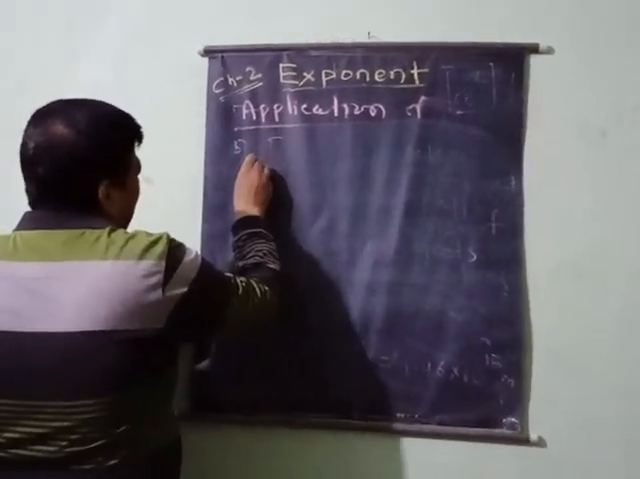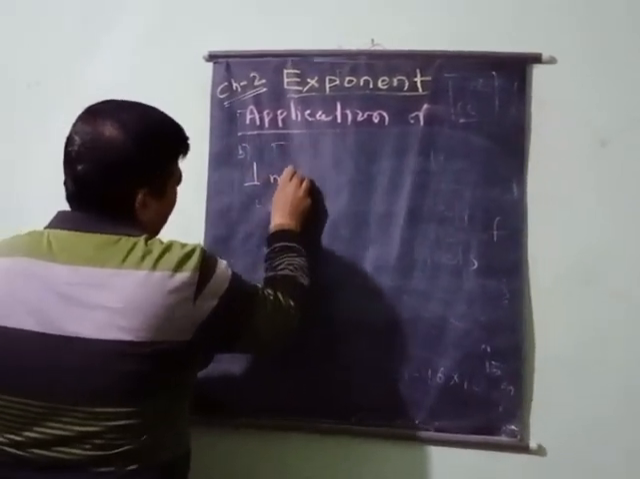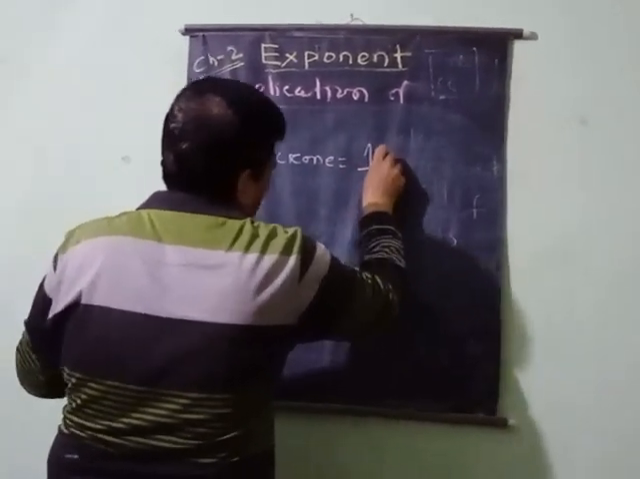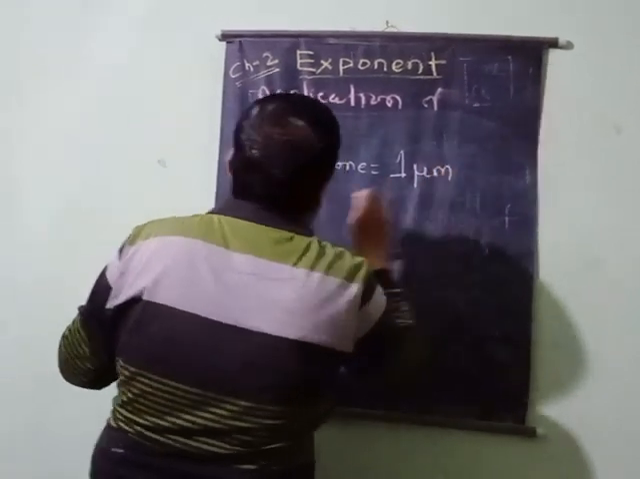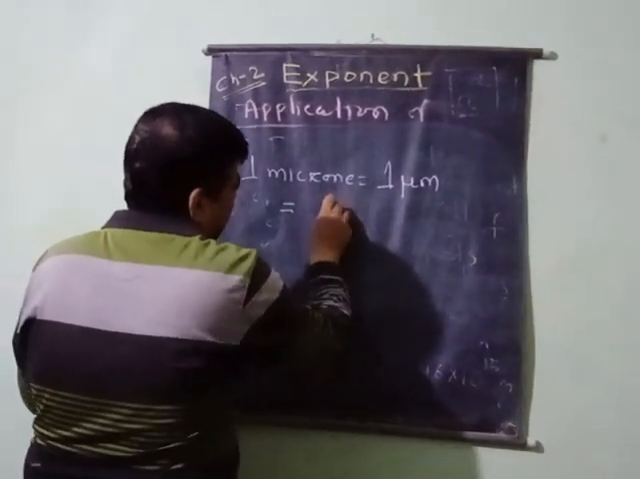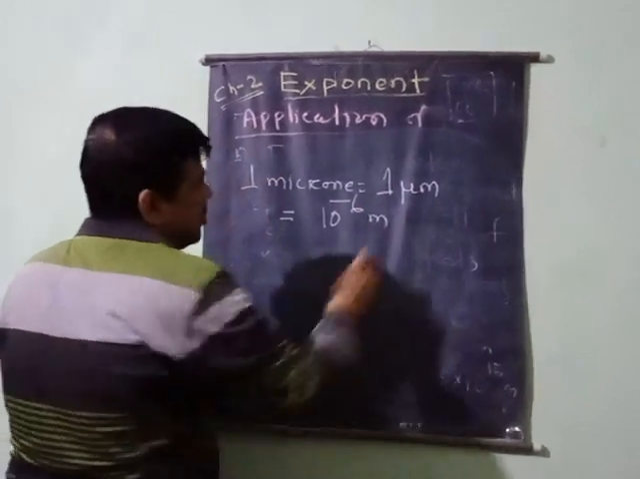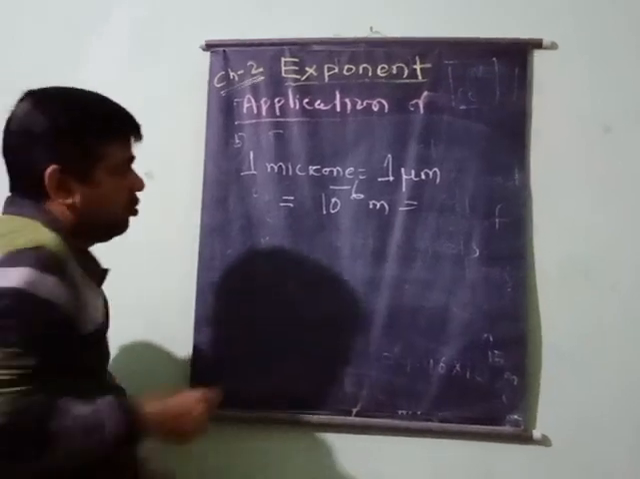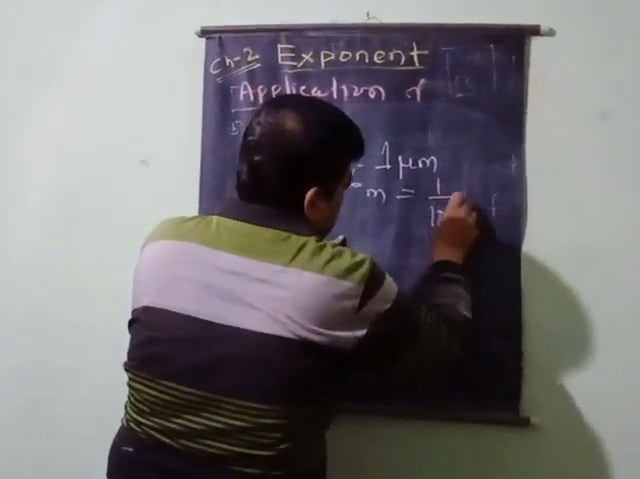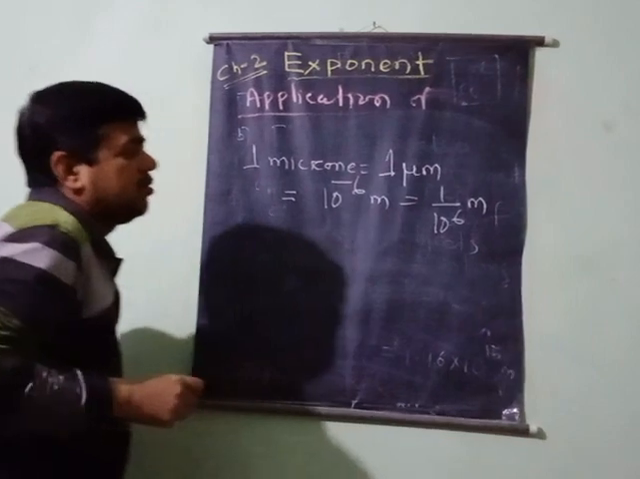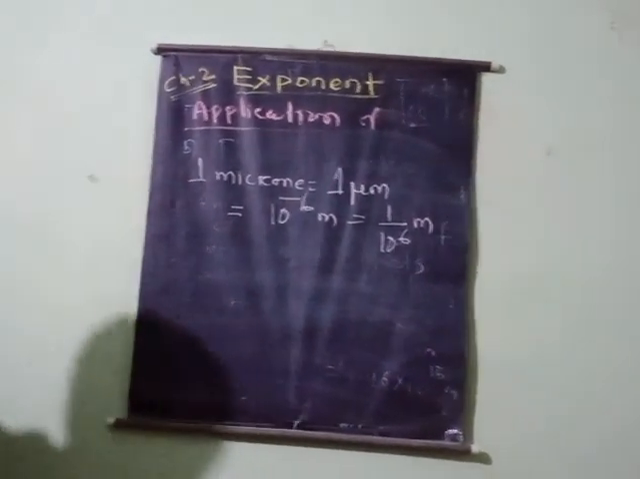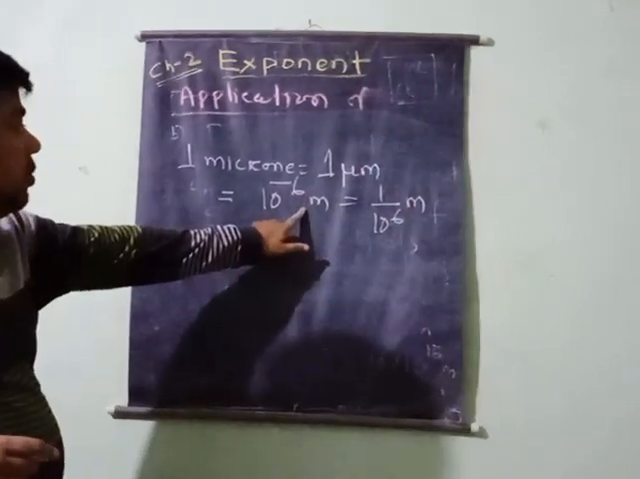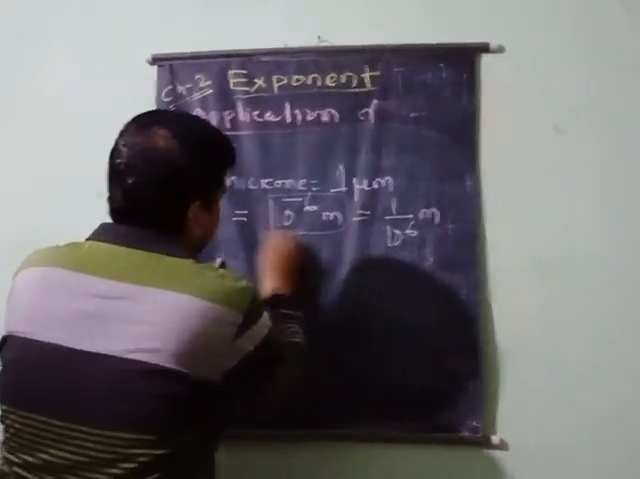You see, all of you know micron. What is micron? It is called micrometer, with the symbol mu. One micrometer is equal to 10 to the power minus 6 meter. Or 1 divided by 10 to the power 6 meter. If you take the reciprocal, 1 by 10 to the power 6, you say 10 lakh. So 1 divided by 10 lakh meter. You can write it in exponential form as the size of the micron.